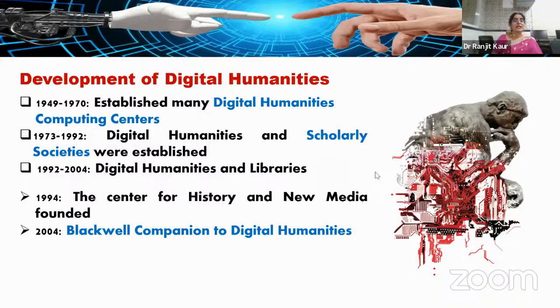From 1949 to 1970, multiple companies developed multiple computing centers. From 1973 to 1992, multiple scholarly societies were established and collaborated with digital humanities computing centers. From 1992 to 2004, digital humanities as a term came into being, and libraries, archives, and museums also connected with it. 1994 is an important milestone, when the Center for History and New Media was founded. And in 2004, the Blackwell Companion to Digital Humanities is also an important milestone.